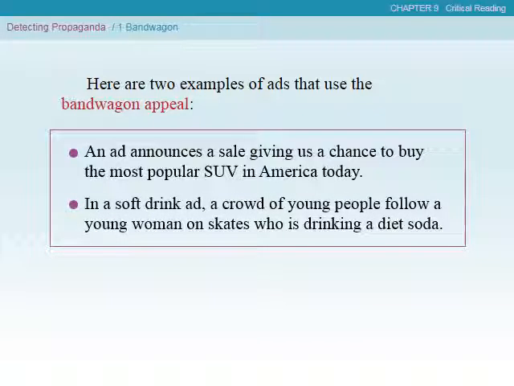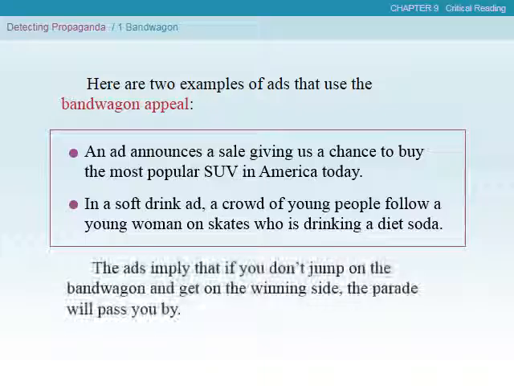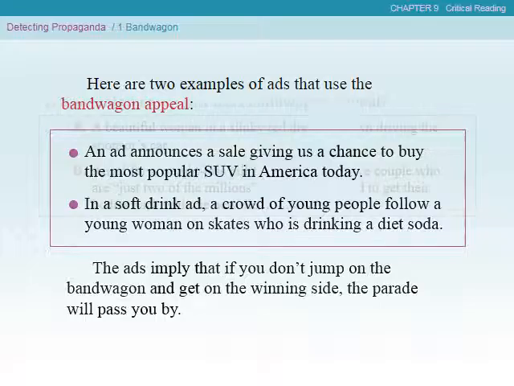Everybody's buying this SUV. You should too. In a soft drink ad, a crowd of young people follow a young woman on skates who's drinking a diet soda, right? Everybody's going after this woman and her diet soda, so you should too, right? We should be on the winning side, right? You want to be with everybody. If you don't join the crowd, you're going to miss out on an opportunity.